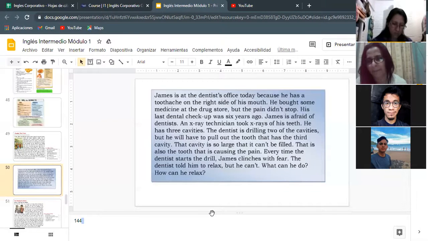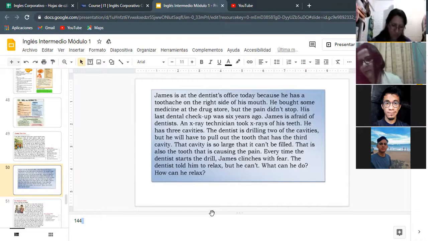So another thing that you can do is to try to think what is the skill that you need to improve. As I was telling you before, sometimes we are good at writing, for example. So if you are good at writing, what you need to do is to focus on the ones that you are not that good at, speaking, listening, and do exercises like those.